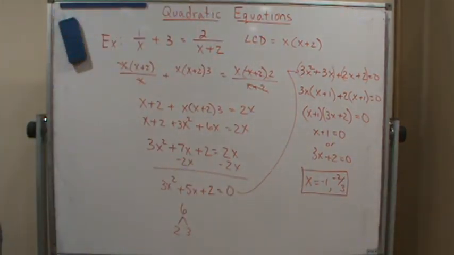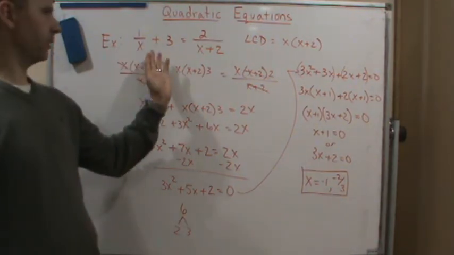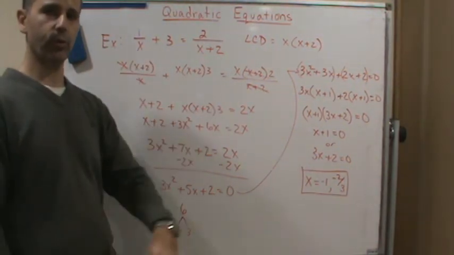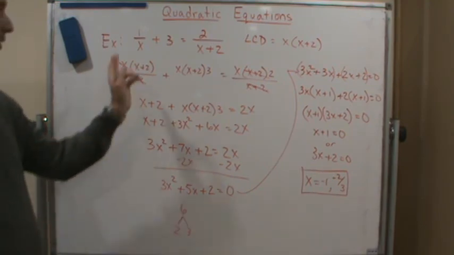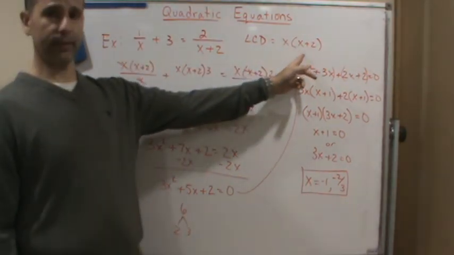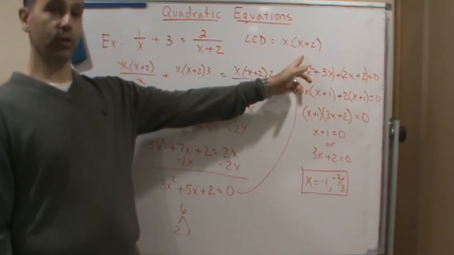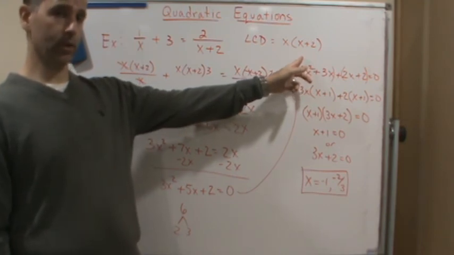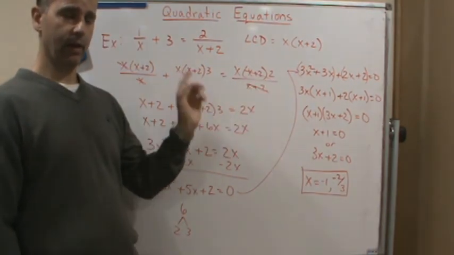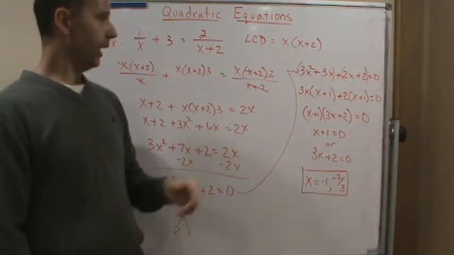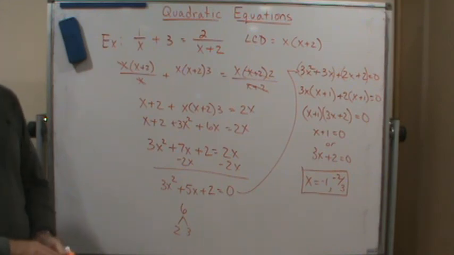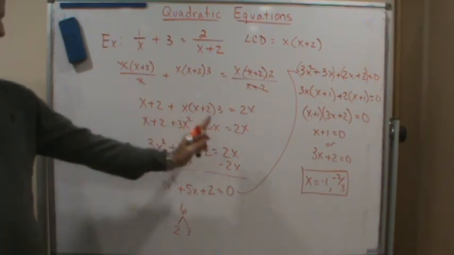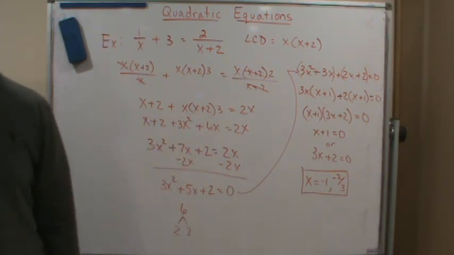And that's it. So when you're dealing with fractions, the first thing is to multiply through by something to get rid of the fractions, to get rid of the denominators. And so you want to find the least common divisor, and you do that by finding the least common multiple of all of the denominators. And when you multiply through by that, it will get rid of all the denominators, and you'll end up with a regular quadratic equation that you can solve.